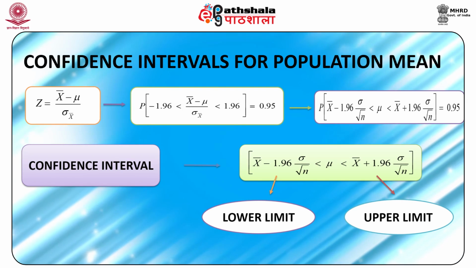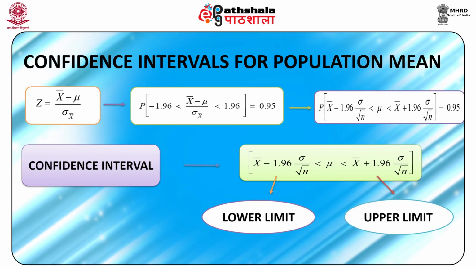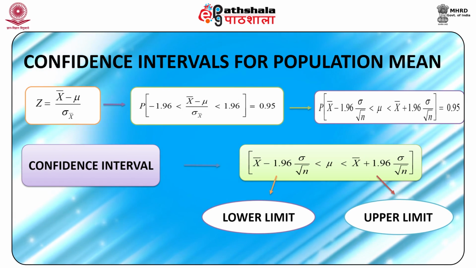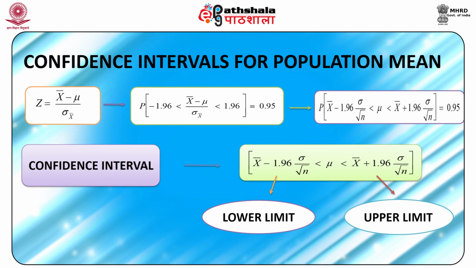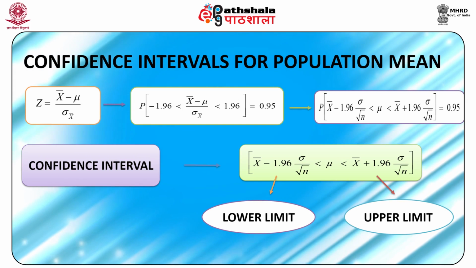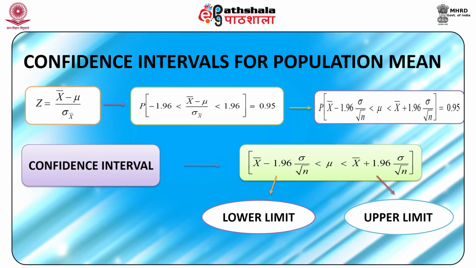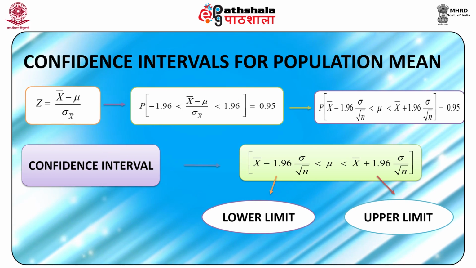So the interval is built around x bar and sigma by root n, and 1.96, as we have said, is nothing but the value of z alpha by 2. So the probability associated with this interval is 0.95, and this is the confidence level. The interval which we have defined just now, which is around mu, is nothing but the 95% confidence interval.